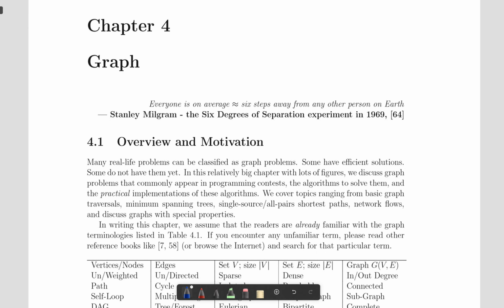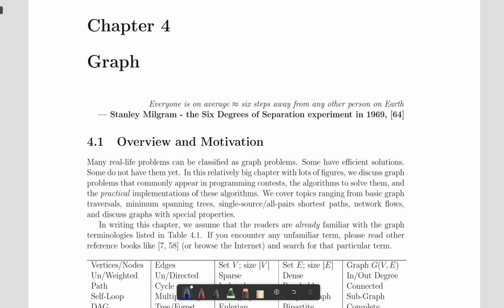Now, I have not studied the book completely. I have studied only about 50-60 pages of this book, and I really like it. So I'm going to try to study graph from this book. Let's see how it goes.